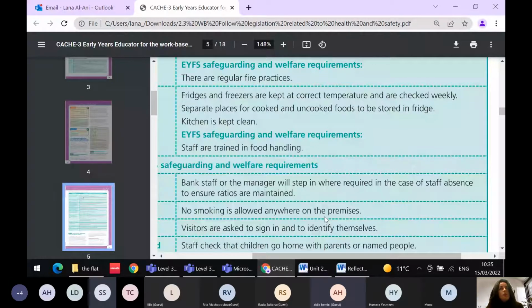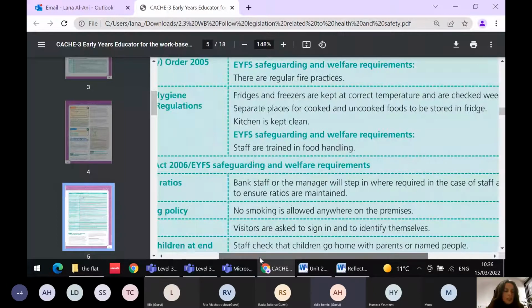So for you, when you work in a nursery, they would give you training with first aid. At least there would be 1 or 2 people trained on first aid. Also, you would have food hygiene training. You also need manual handling, so you know how to hold the baby or the children and don't hurt your back. So these are very, very important.